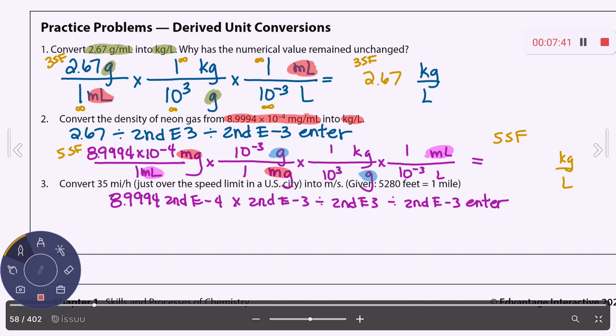Did you get 8.9994 times 10 to the negative... I can't even remember what I'm writing. Is that negative 7 or negative 3? 7. Okay.